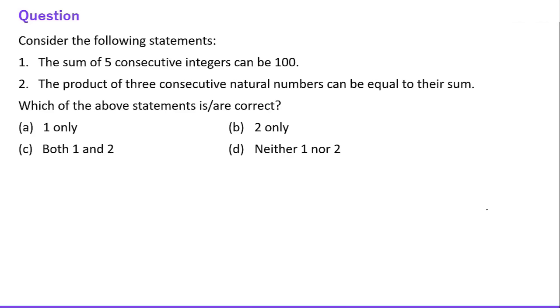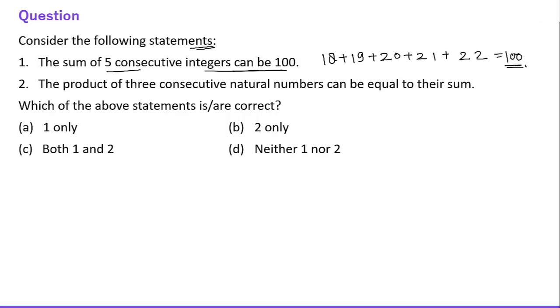Next question is, consider the following statements. The sum of 5 consecutive integers can be 100. Yes, it can be 100. So this is 20, 21, 22, then 19, and then 18. Just add them. You will get the sum as 100.